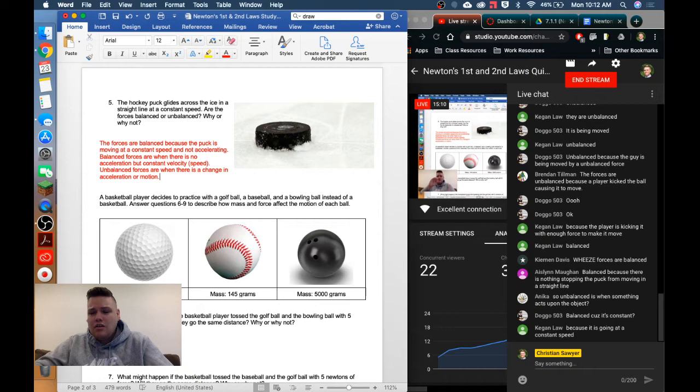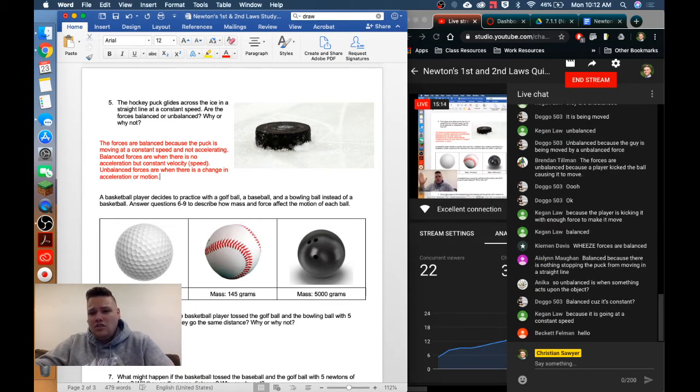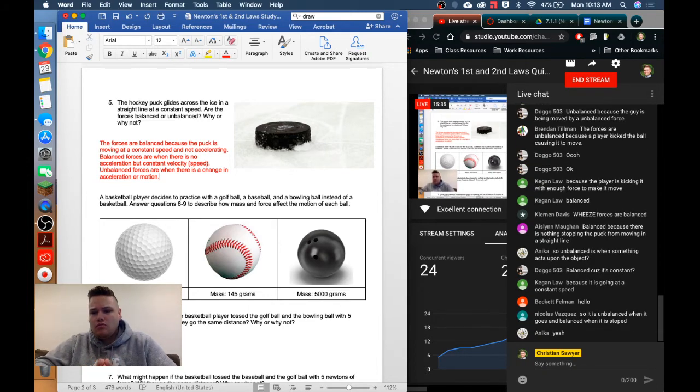It's not unbalanced. It's unbalanced when something is acting on the object, causing it to change its acceleration. Hi, Beckett. Any questions on that? So it's unbalanced when it's causing an acceleration or deceleration in the object, but it's balanced when it's stopped or moving at a constant speed. So for the hockey puck, it's moving at a constant speed. It's moving, but the forces are still balanced because there's no acceleration or deceleration happening. It's just staying at that constant speed. So I hope that answers your question, Nico.